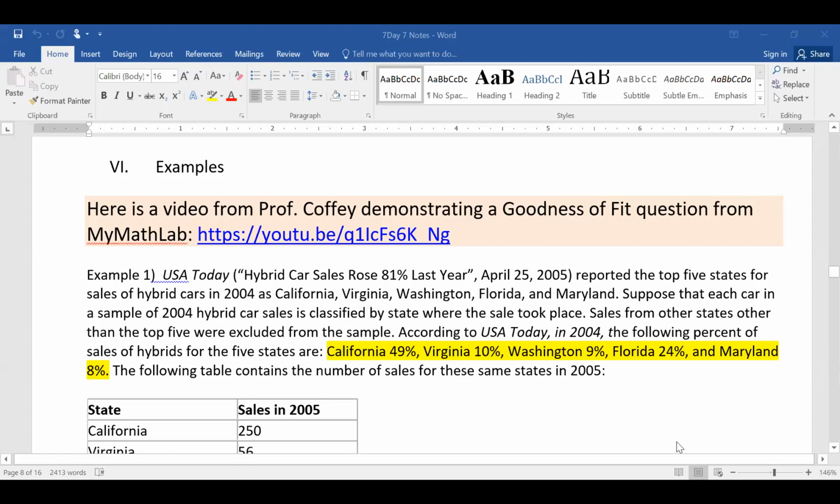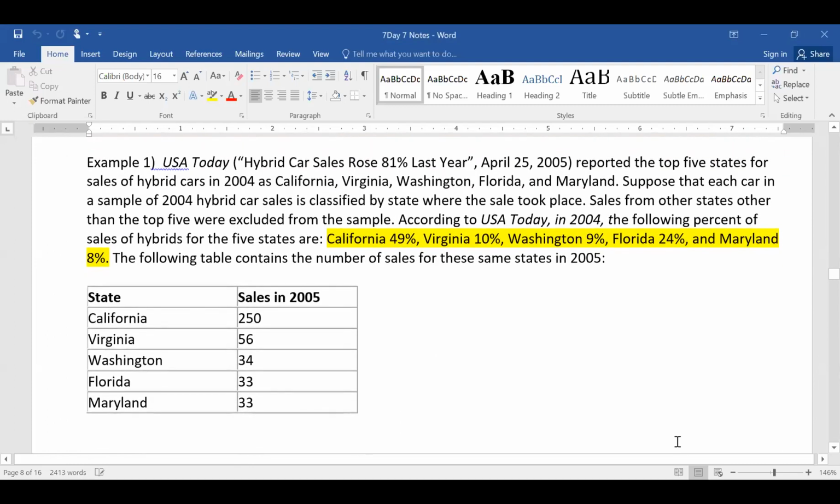So this is example 1. So right here, it says that USA Today is studying hybrid car sales. So this was a while ago, back in 2005. So it reported that the top 5 states for hybrid car sales, now this is in the beginning, in 2004, were California, Virginia, Washington, Florida, and Maryland.